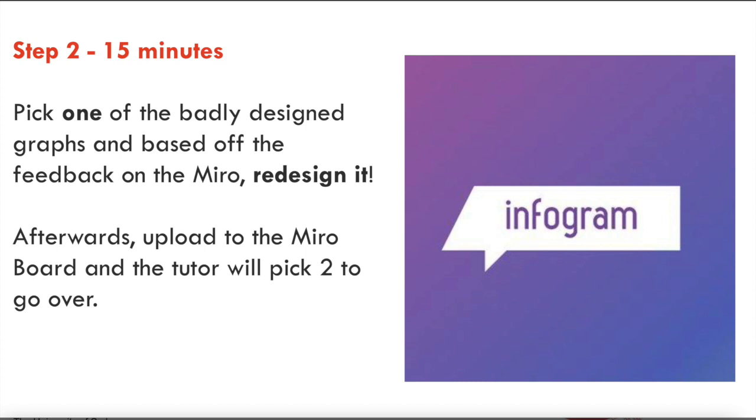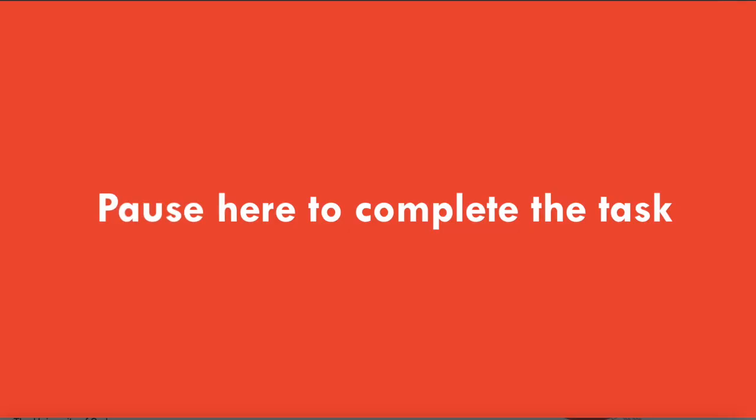Now, have a read of the feedback the other students in your class gave, and pick one of the badly designed graphs and redesign it. Make sure you upload to the Miro once it's done. Your tutor will pick 2 to go over in class. Don't forget to use Infogram. You have 15 minutes. Pause here to complete the task.